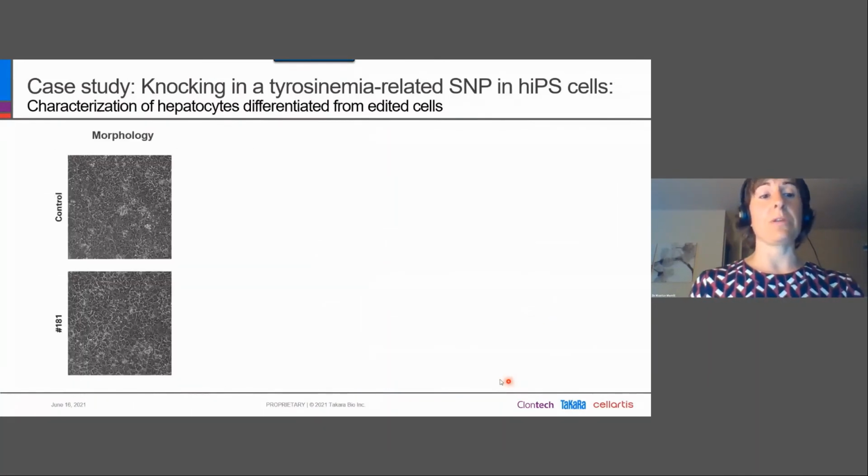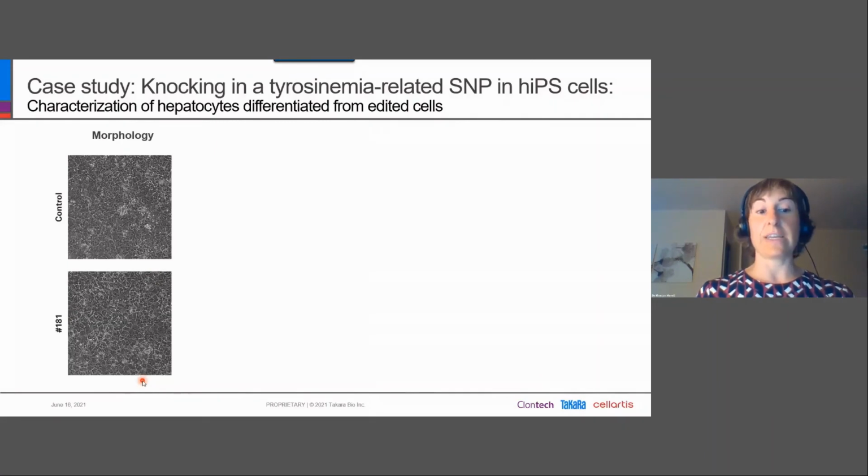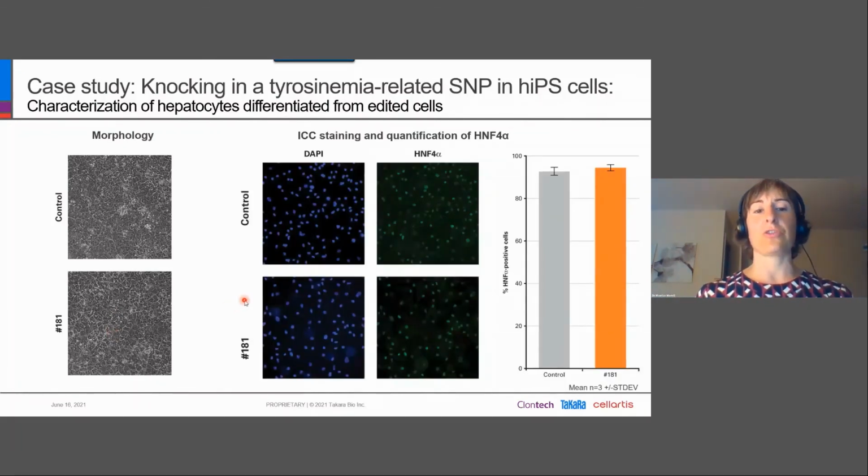In this case, we performed the differentiation of the clone that I mentioned before, the 181. By microscopy, you can see a very nice, pretty homogeneous morphology with a polygonal shape. We also wanted to ensure complete differentiation, and for this reason we performed a staining and quantification of the transcription factor HNF4 alpha, which is a key transcription factor for differentiation of hepatocytes. We found that more than 92% of our cells were positive.